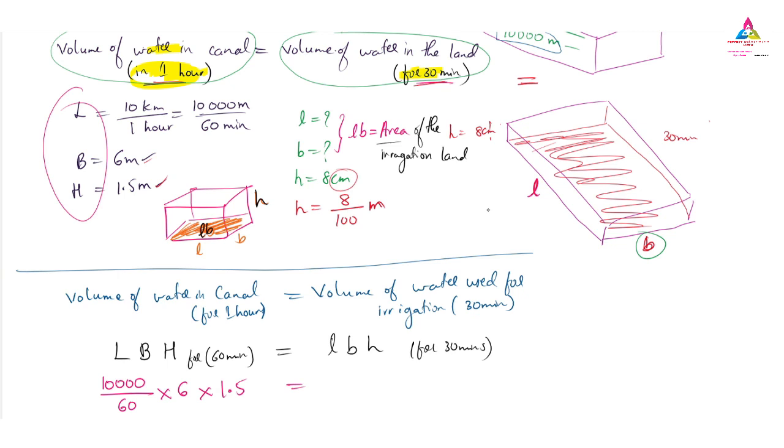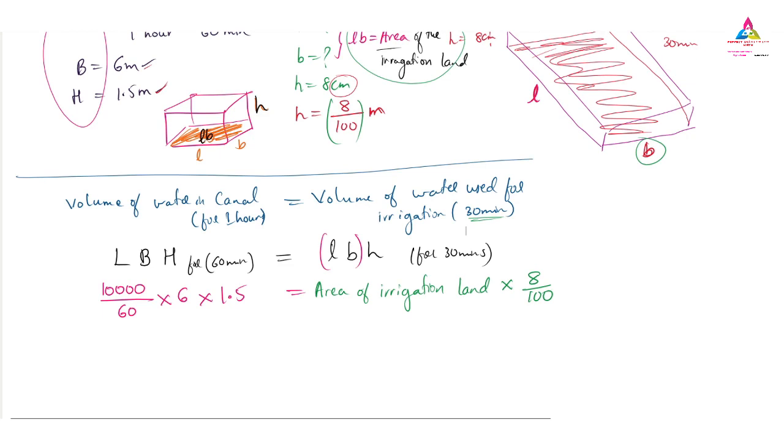So that is what is written about this. And LB, L into B, what we have here is nothing but area. Here we have the area of the irrigation land, that is, for watering how much area is left, into the height, which is 8 divided by 100. That is the height. Here they have given 8 into 100, and for 30 minutes. So for 30 minutes, it will be divided by 30. So understood? Here divided by 60 because it is for 1 hour, and this is divided by 30. Okay, so now there is a simple calculation. We will do a simple calculation.